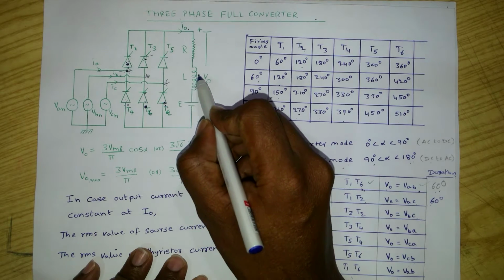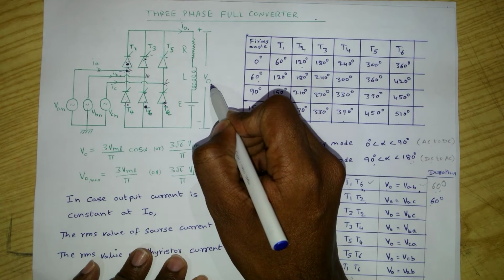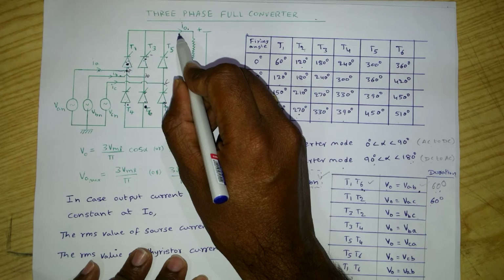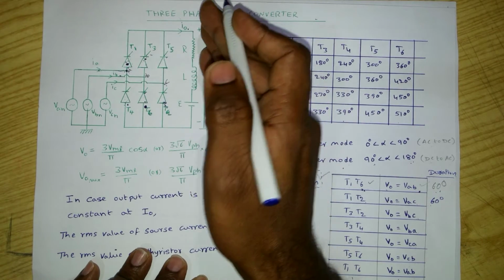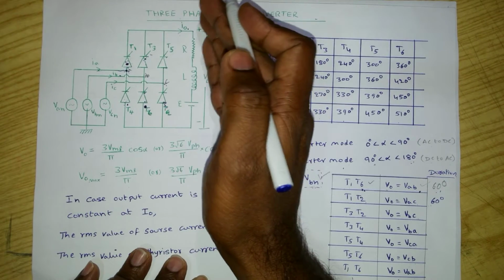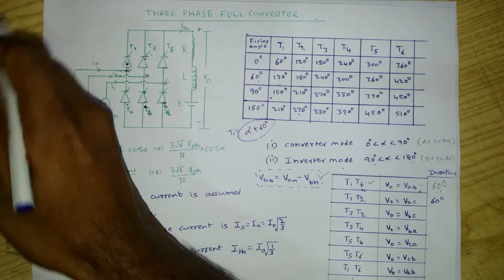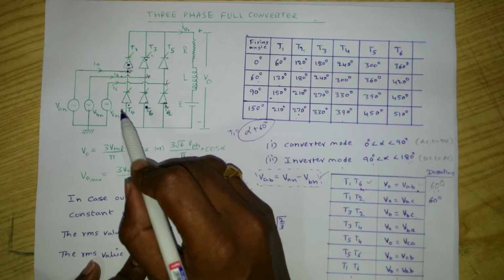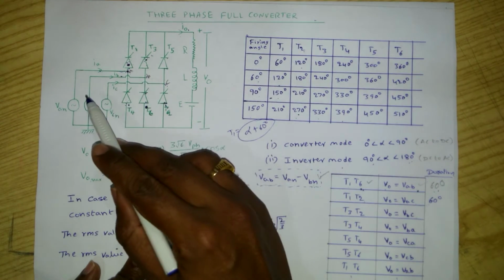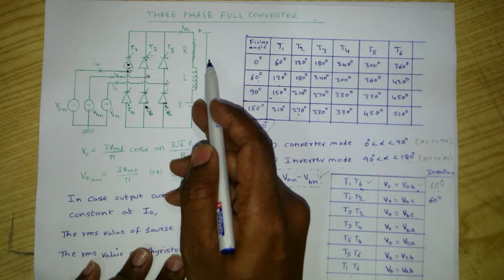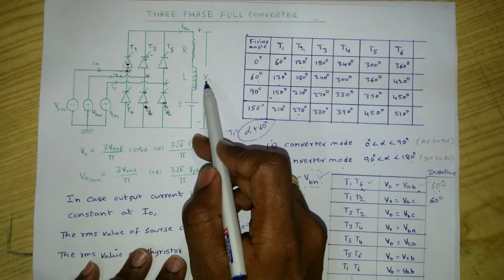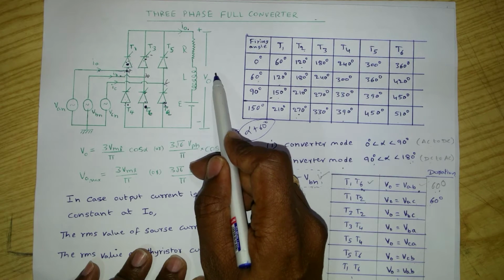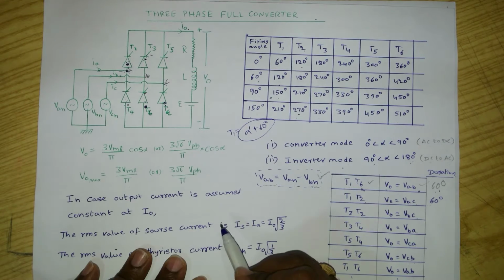Inverting mode means output voltage is negative and current is positive, so that power flow is from load to source, right? In the rectifier case, power flow is from source to load. In the inverting mode case, power flow is from load to source.